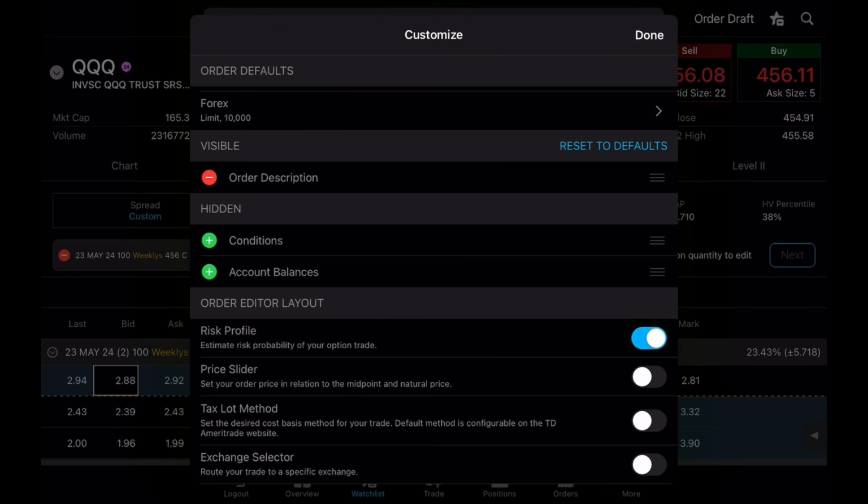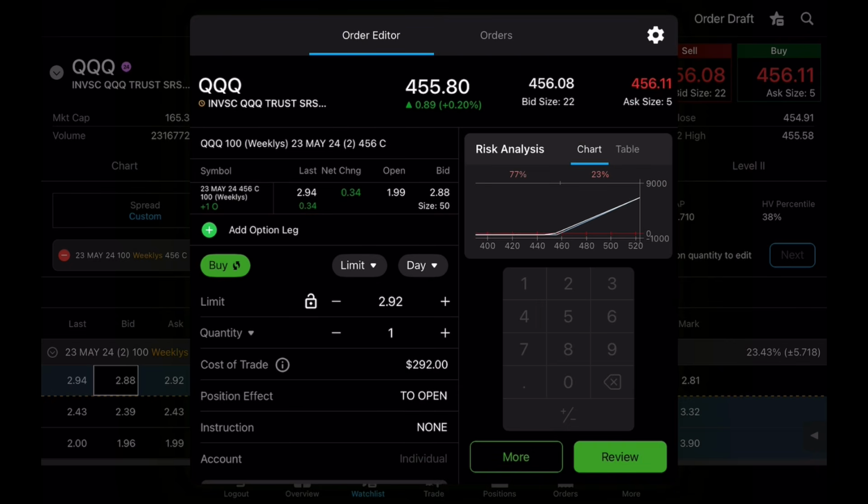You can toggle this on or off. This is going to tell you the probability of your option trade. So I'm going to show you what that looks like. Click done. Now you see the risk analysis and the chart and the table. I'm going to go ahead and click table, and it's going to tell you your break-even points. It'll also tell you your max profit and then your max loss. The chart will tell you the probability of that particular trade.